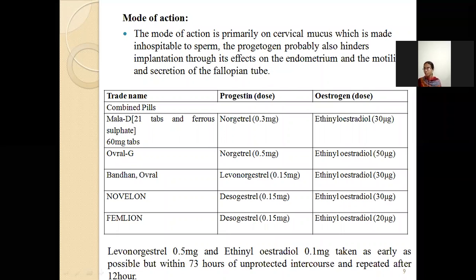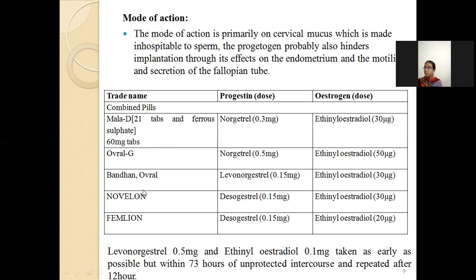The mode of action is to avoid pregnancy in females by stopping the penetration of the sperms in the body. So the mode of action is primarily on the cervical mucus, which is made inhospitable to sperm. The progesterone probably also hinders implantation through its effect on the endometrium and by modifying the secretion of the fallopian tube. So here some of the drugs' trade names are there.